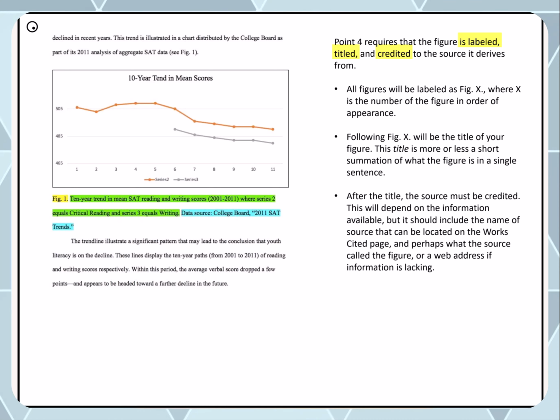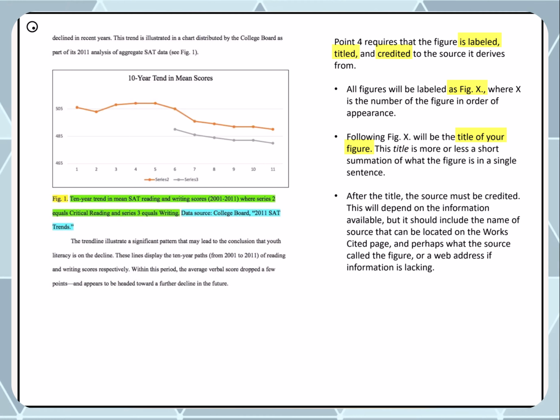So first, let's say the label. All figures will be labeled as fig X. So capital FIG, period, space, and then the number for whichever sequence it is in your paper, and then it's going to be followed up by a period. That is your label. Okay? And then you're going to have a title for the figure.